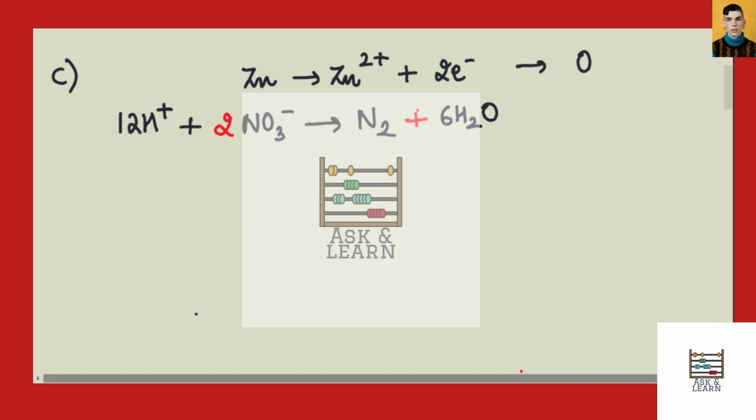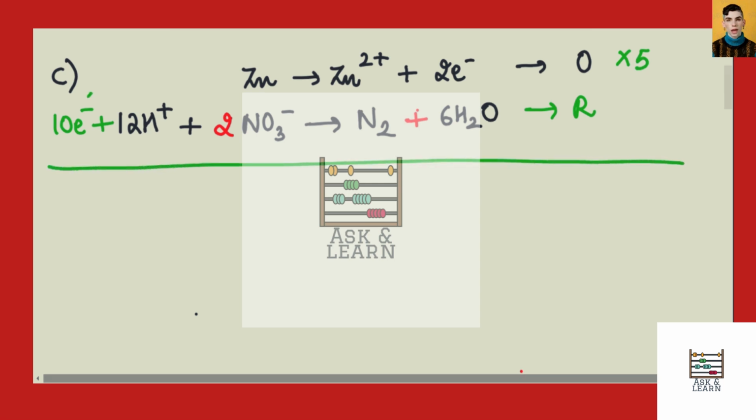the left hand side. And now to balance the charge, there is 10 positive charge on the left hand side and 0 positive charge on the right hand side. So to balance it, we will add 10 electrons on the left hand side, okay. And now this is our reduction reaction, and to balance the electrons, we will multiply the oxidation reaction by 5.